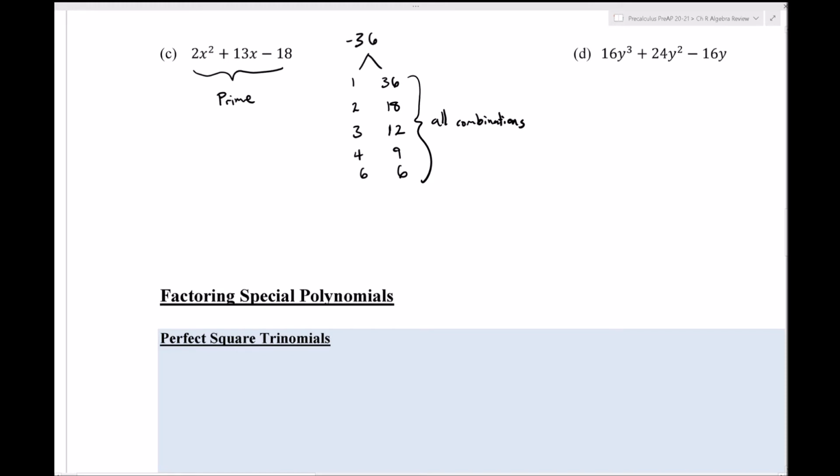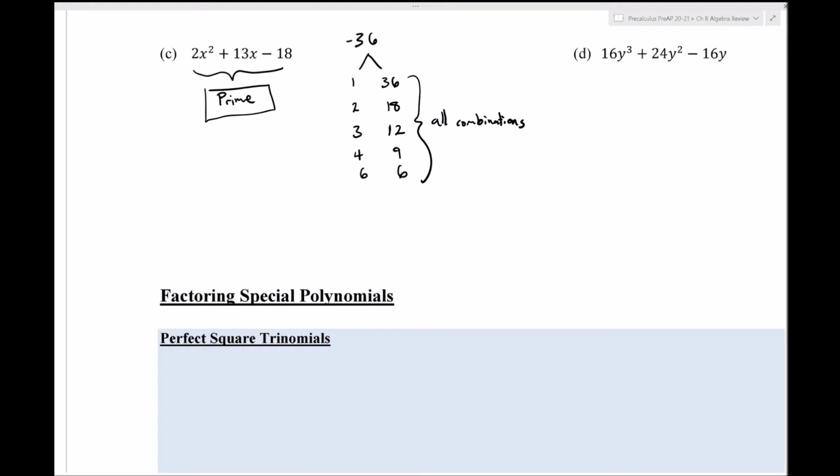Just like with numbers, there is such a thing as prime numbers, numbers that cannot be broken apart into smaller primes, other than 1. Right? So 1 is technically not a prime number. The first prime number is 2. So polynomials can also be prime if they're not factorable, just like numbers. So we call this prime. It is not factorable. So sometimes that's a possibility.